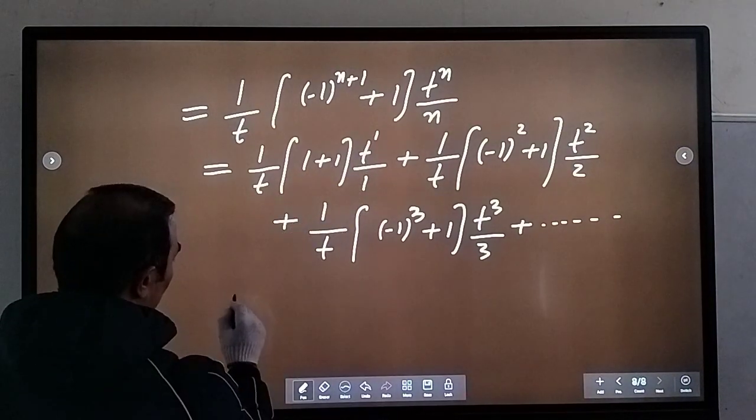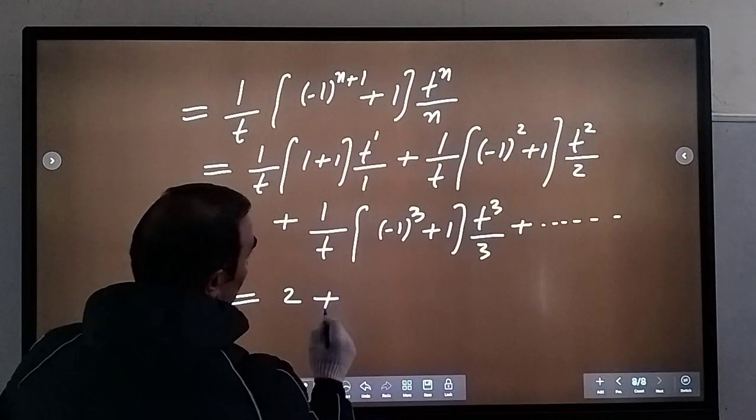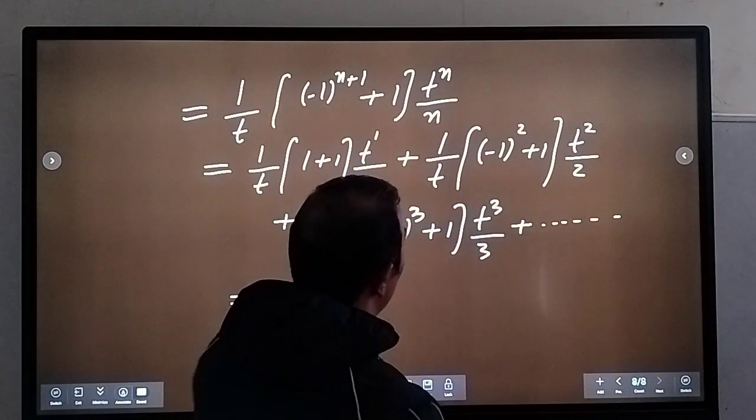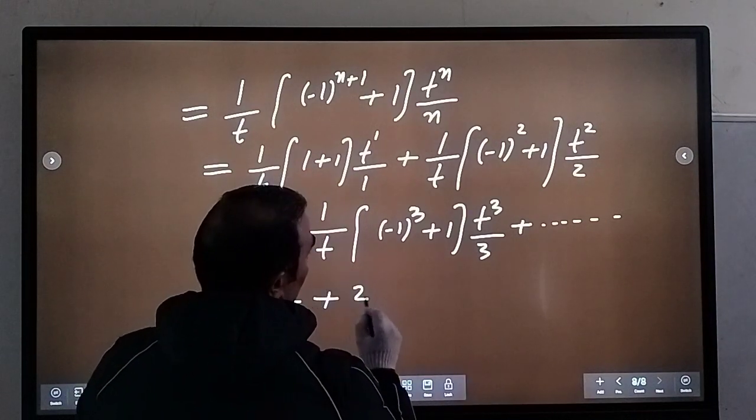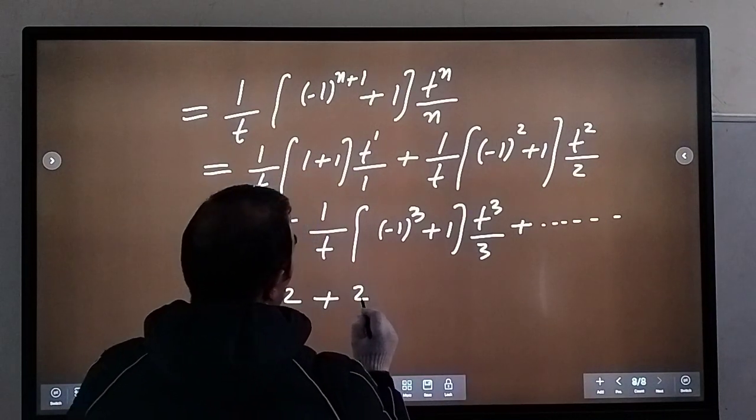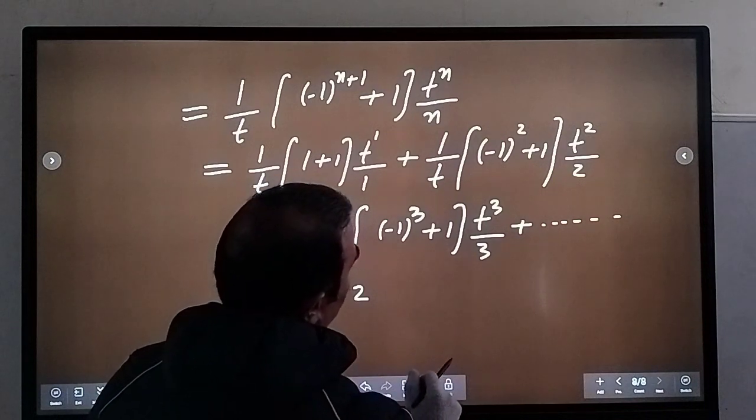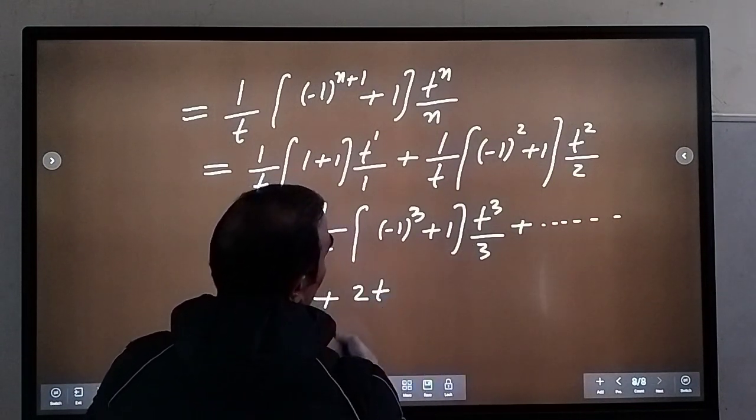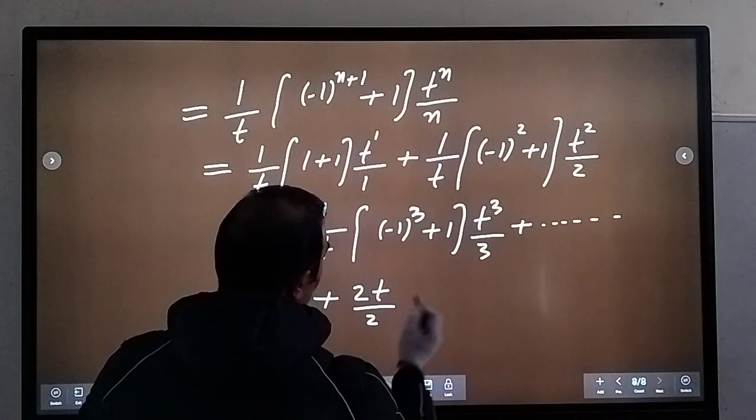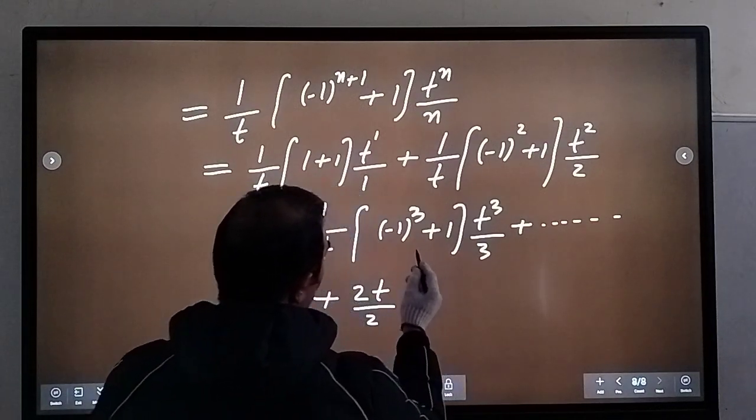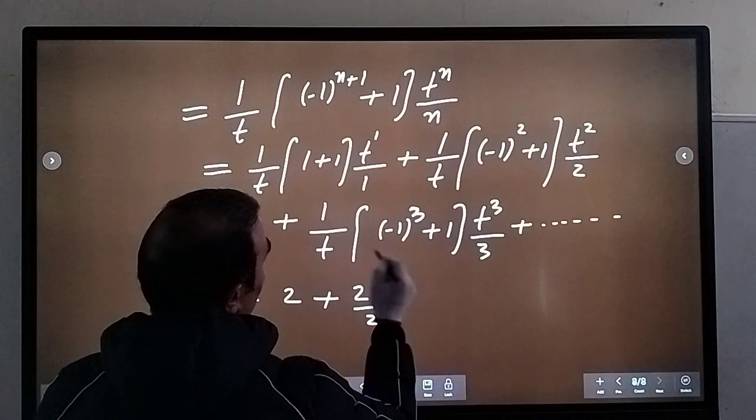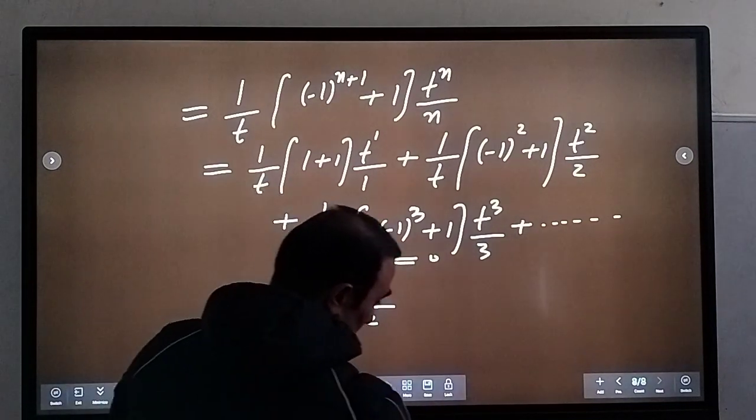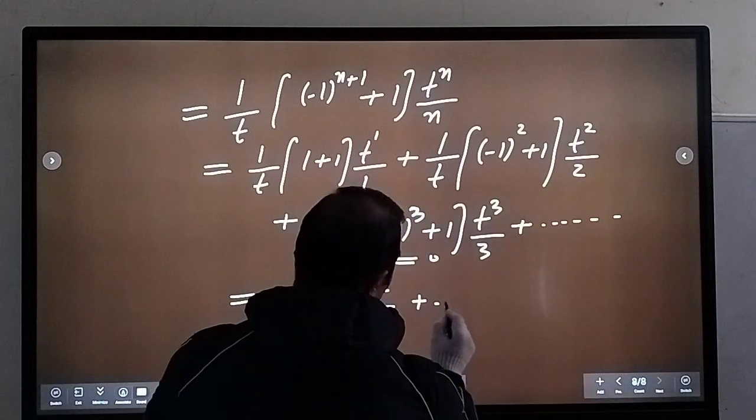will be 2. So we'll get here 2 plus, and here it will be minus 1 square, this will be 2, and this will be 2t, this will be equal to 2t by 2, right? And then so this term will cancel, minus plus will be 0, right? So ये term 0 बन जाएगा, right? And similarly we have higher terms also, right?